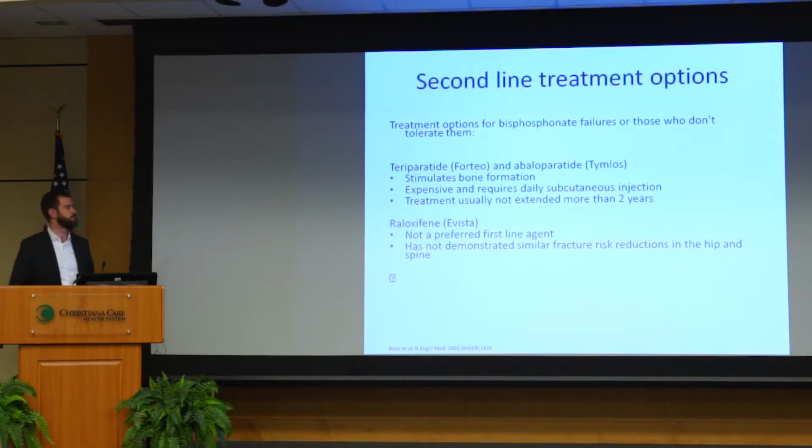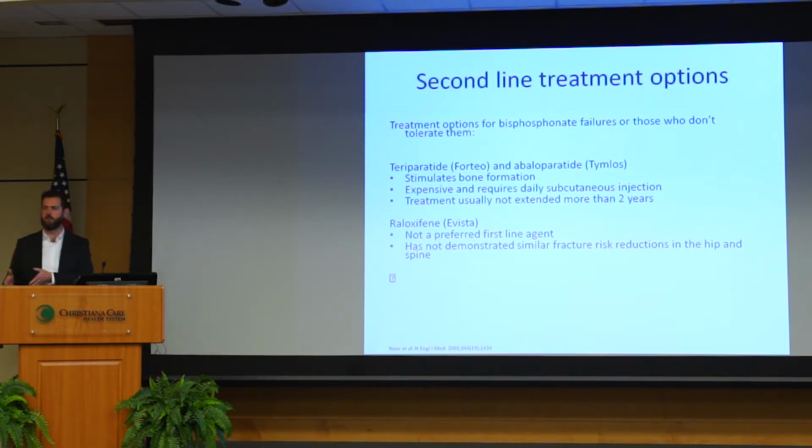A few second-line options that we'll talk about first. These are reserved for patients who don't tolerate the bisphosphonates, who don't tolerate denosumab, who have tried them and they just still have persistent disease. It's also reserved for patients who present initially with very severe osteoporosis, patients with T-scores of negative 4.5, or who have had multiple fractures. Sometimes we'll consider these type of treatments initially and then transition to one of the other treatments for a more long-term approach. These two medications, teriparatide and abaloparatide, Forteo and Tymlos, they both stimulate bone formation.